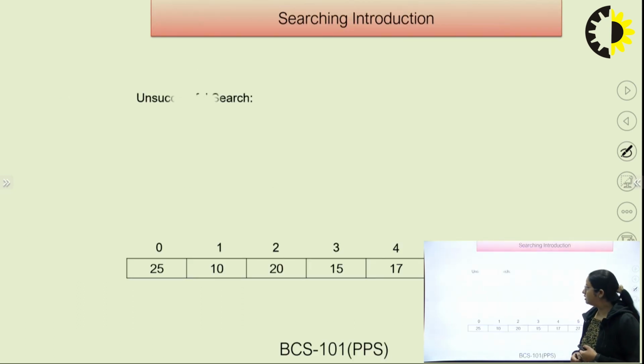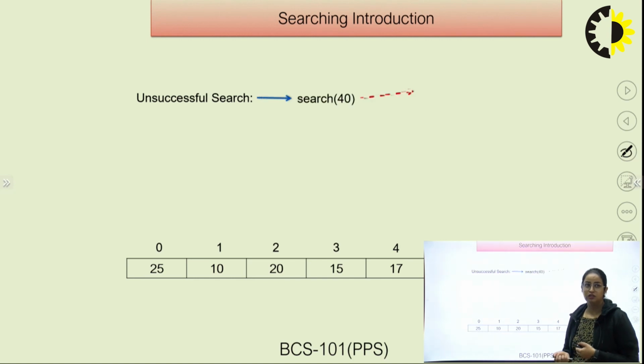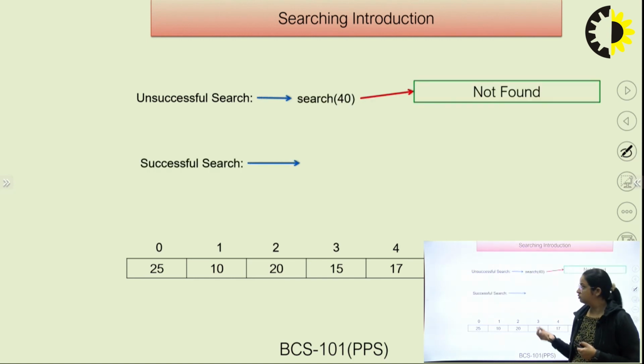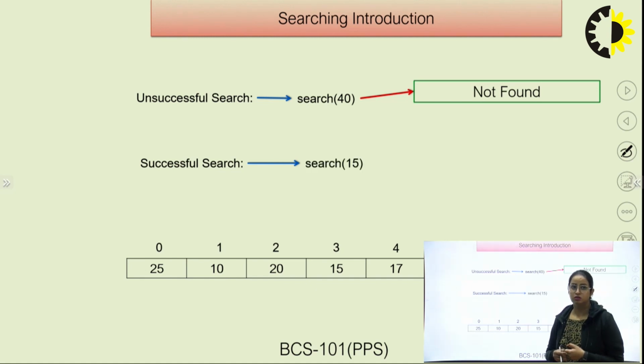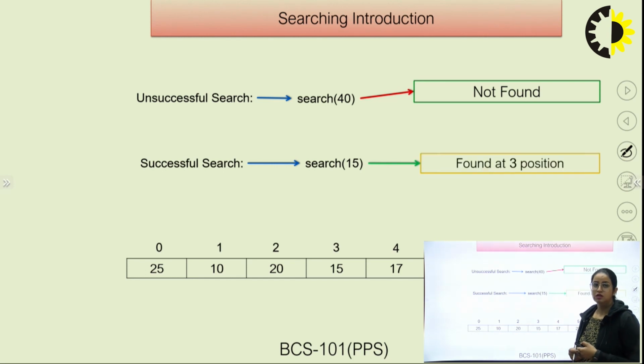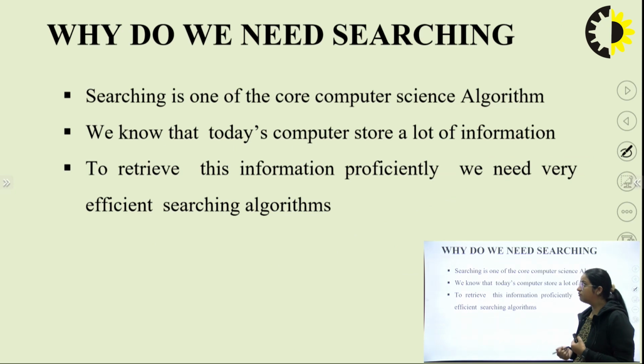After that, we get two options when we are doing the searching: first, the unsuccessful search, or second, the successful search. These are the two outcomes we get. Then we discussed why we need searching.